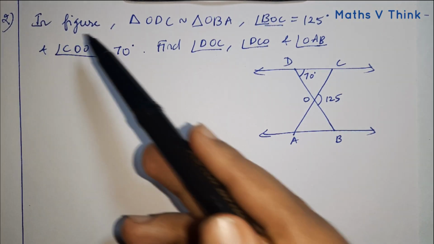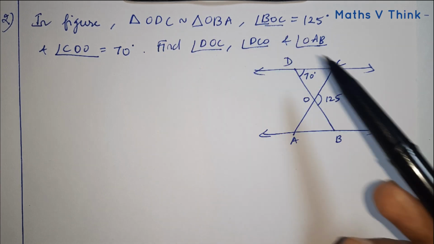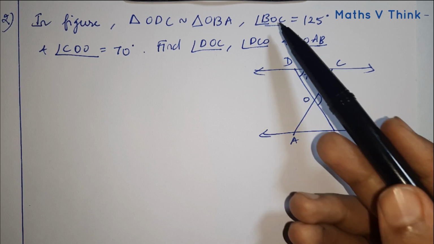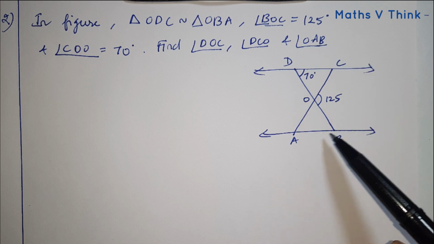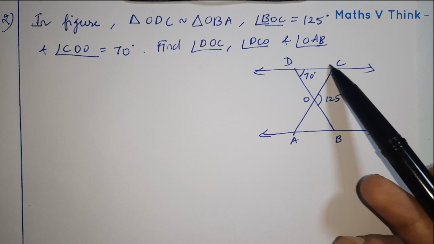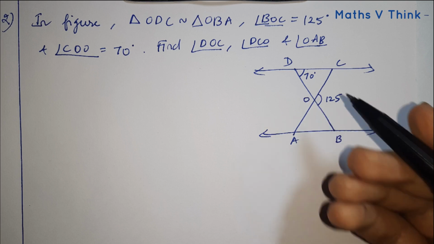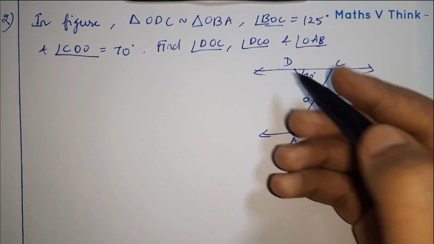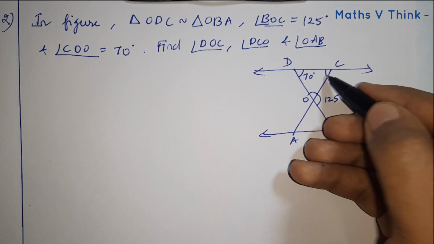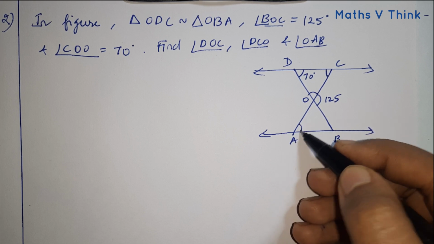Second question says, in the figure, triangle ODC is similar to triangle OBA, and angle BOC is 125. So this is 125, and CDO is equal to 70. Find DOC. DOC means this angle I need to find. Then DCO, this I need to find. And OAB, this one I need to find.